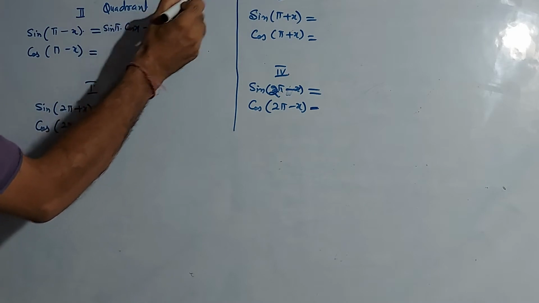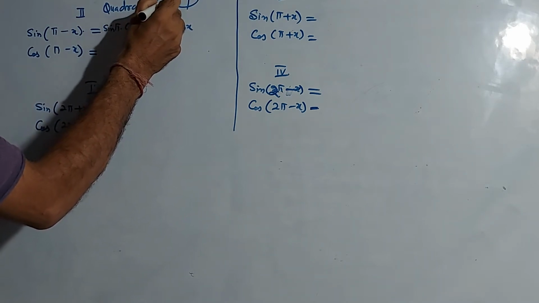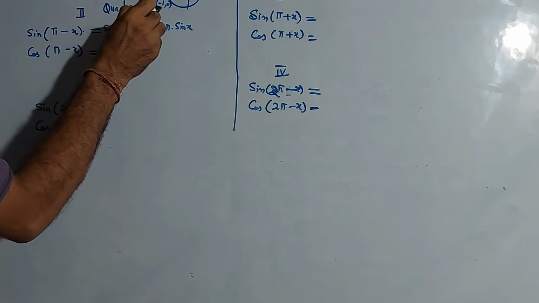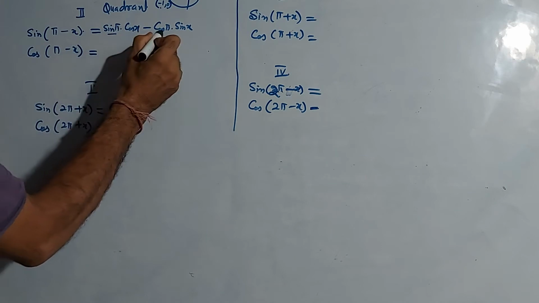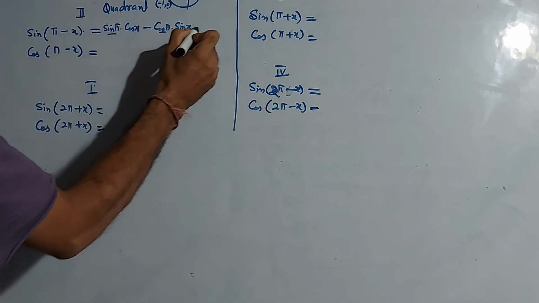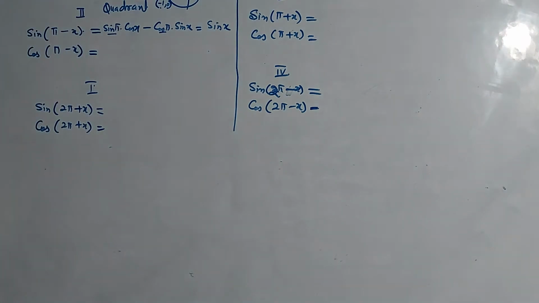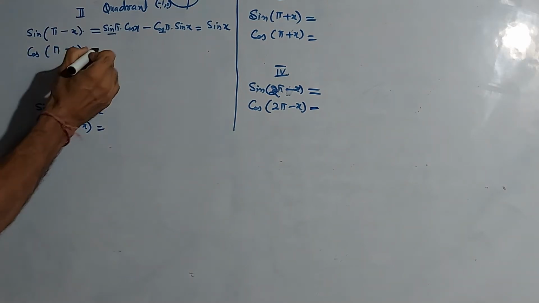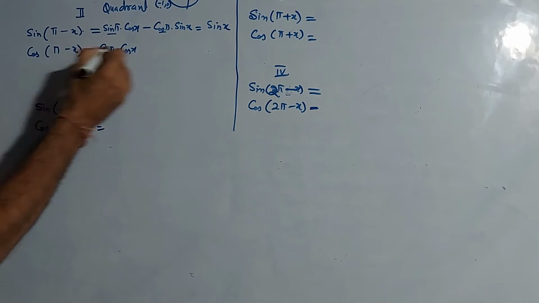Here in the unit circle, the coordinates are -1 comma 0, which means cos is -1 and sine is 0. So the value of sine pi is 0, and this is minus. So minus minus is plus, which means sine x. Now second is cos of pi minus x, which means cos pi into cos x.